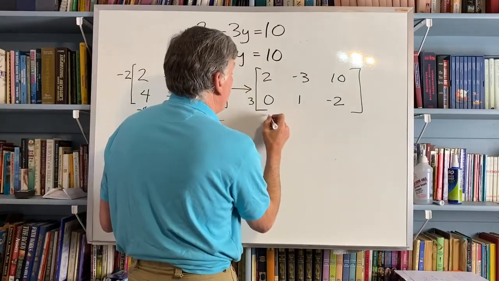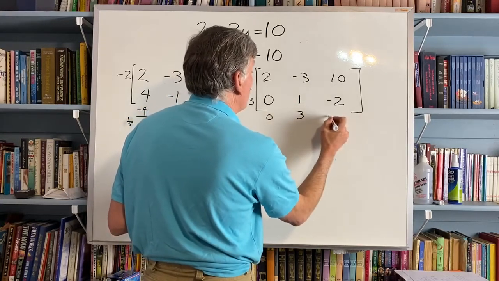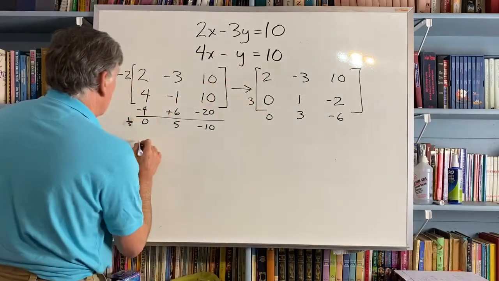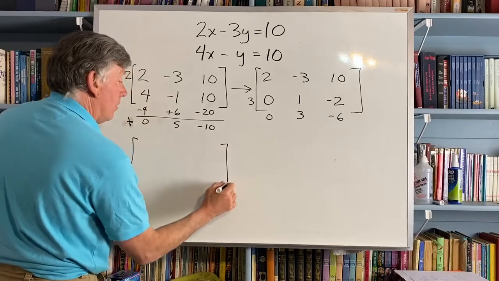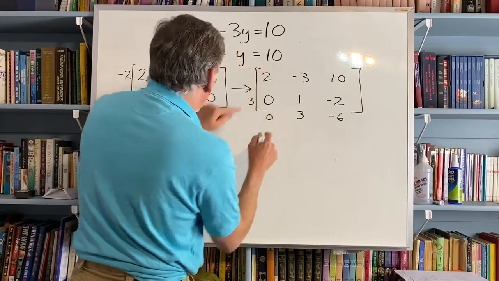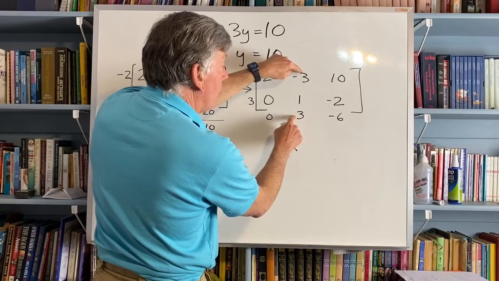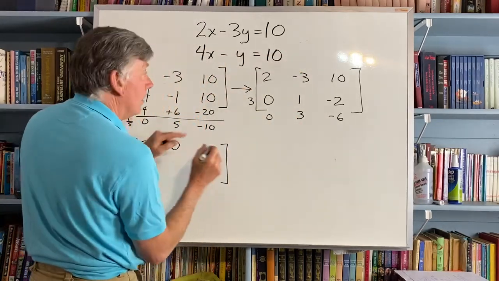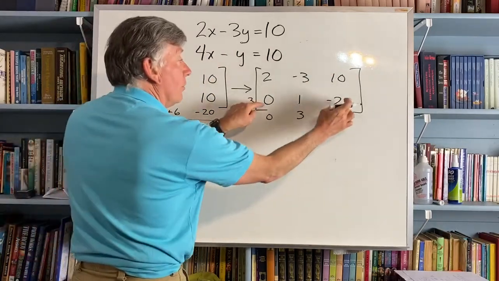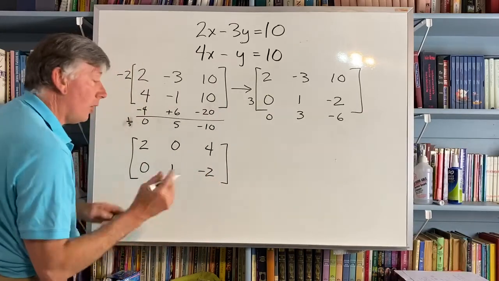So I do that. I have 3 times 0 is 0. 3 times 1 is 3. 3 times negative 2 is negative 6. Now I'm going to add, let's draw my third matrix here. I'm going to add these two, and I get 2 plus 0 is 2. Negative 3 and 3 is 0. 10 and minus 6 is 4. I'm going to bring down this one here, 0, 1, minus 2, and I'm almost done.